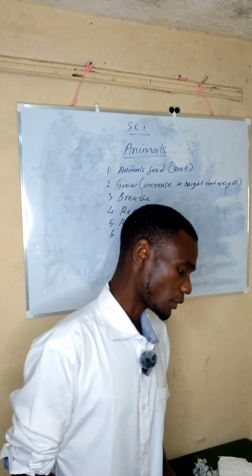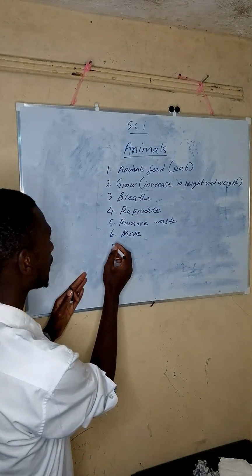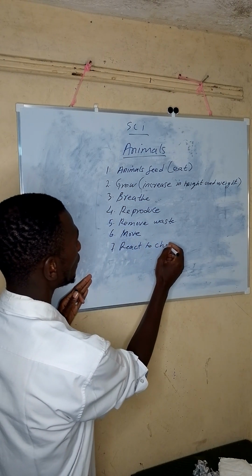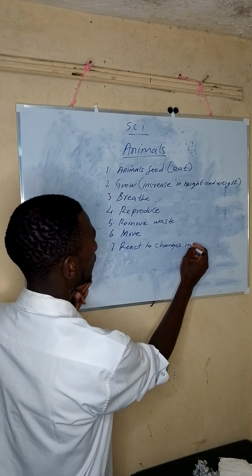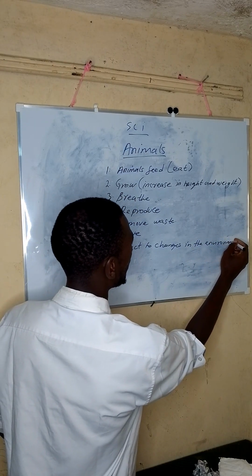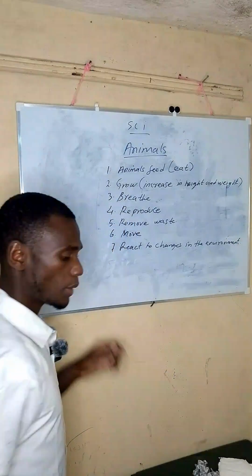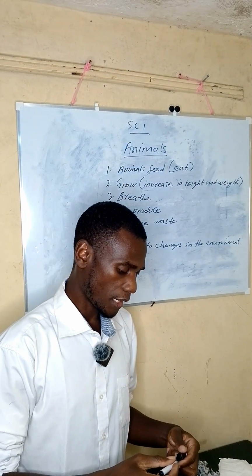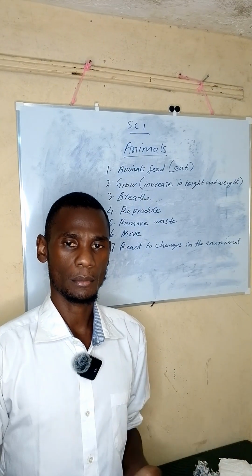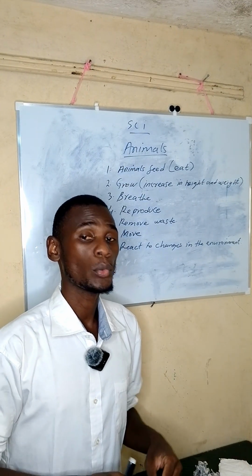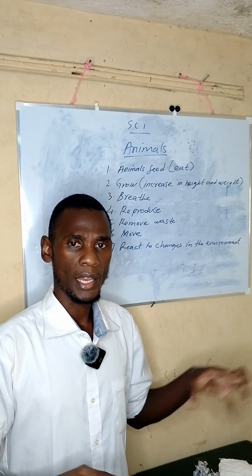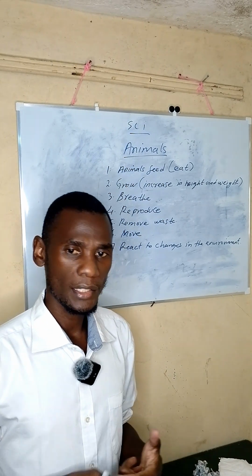Another characteristic of animals here is that animals react to changes in the environment. Now, this one means if the environment becomes hostile, if the environment becomes unfavorable, not good for this animal, that animal will have to react. By reacting, it can decide to go away or adopt a way of surviving in that environment.